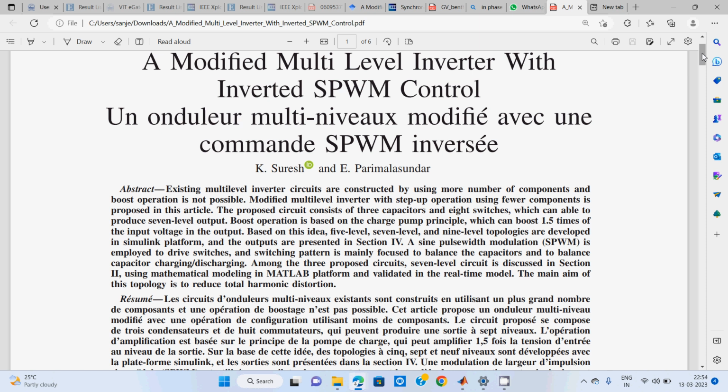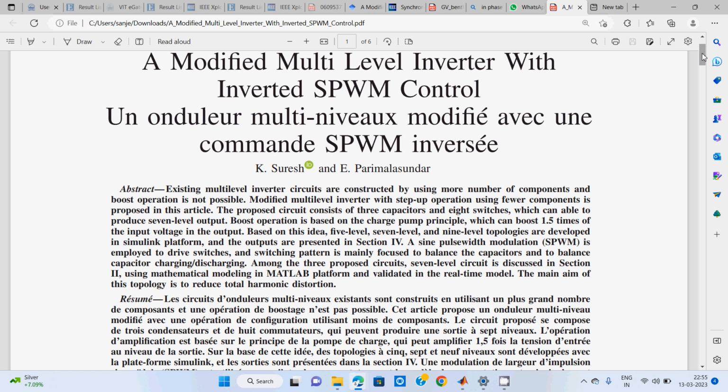The modified multi-level inverter uses a boost converter with the charge pump principle. The capacitor charge pump principle is already referred to in some base papers. If you go through the reference papers, you can get those details. The role of the boost operation with the capacitor charge pump is to boost the inverter voltage. It is possible in this design.